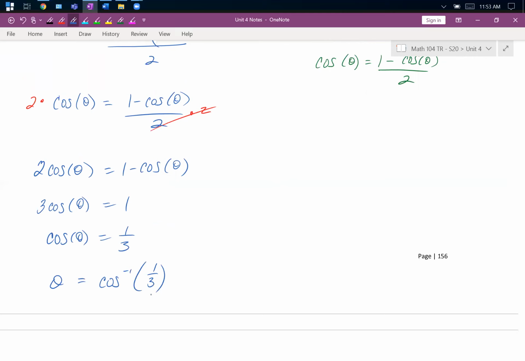Questions on anything I've done so far? All right, so 1/3, is that a number that's on our unit circle? No, it's not. So that means that we're going to use our calculator.